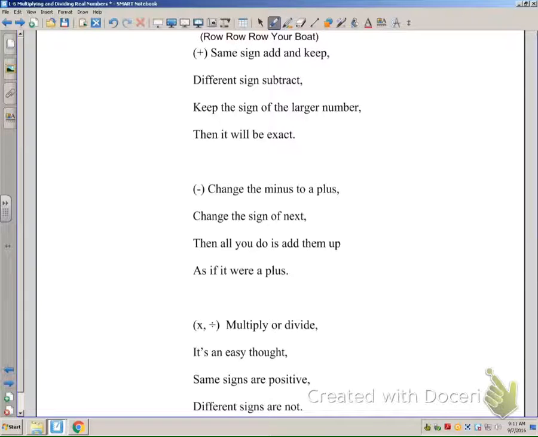Same sign add and keep, different sign subtract. Keep the sign of the larger number, then it will be exact. Change the minus to a plus, change the sign of the next. Then all you do is add them up as if it were a plus. Multiply or divide, it's an easy thought. Same signs are positive, different signs are not positive, therefore they are negative. If that helps you, I hope.